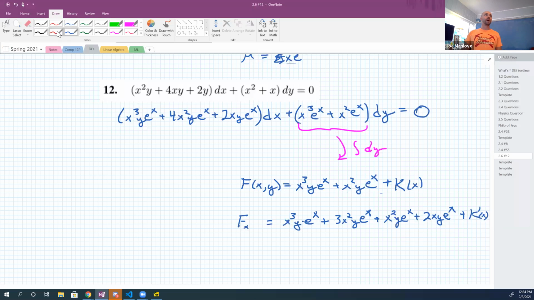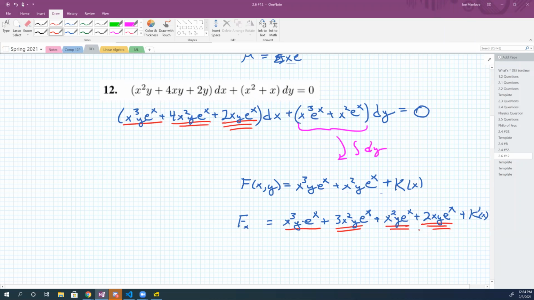Now I just need to match this. Let's see. So I've got an x cubed y e to the x. Got that one. I got x squared y's, x squared y's. So all told, I have 4 of those. Oh, yep. I got 4 of those up here. Here I got a 2xy. Here I got a 2xy. All right. So I'm confident on those. And what do I know about k prime? It's 0. Cool.